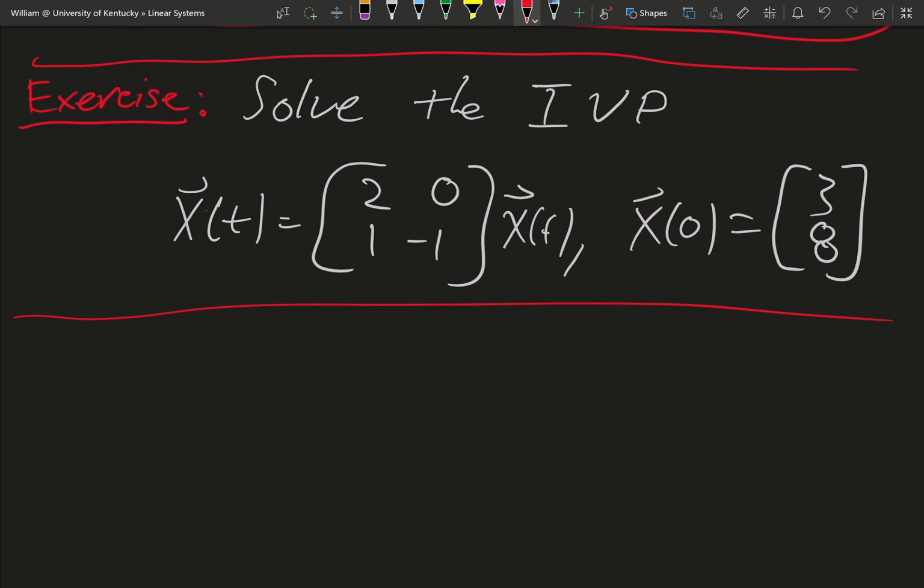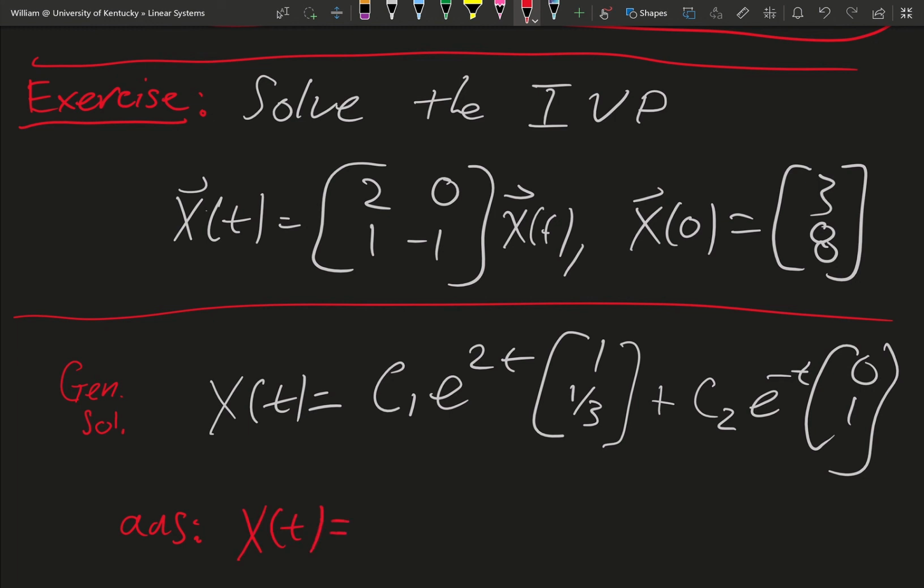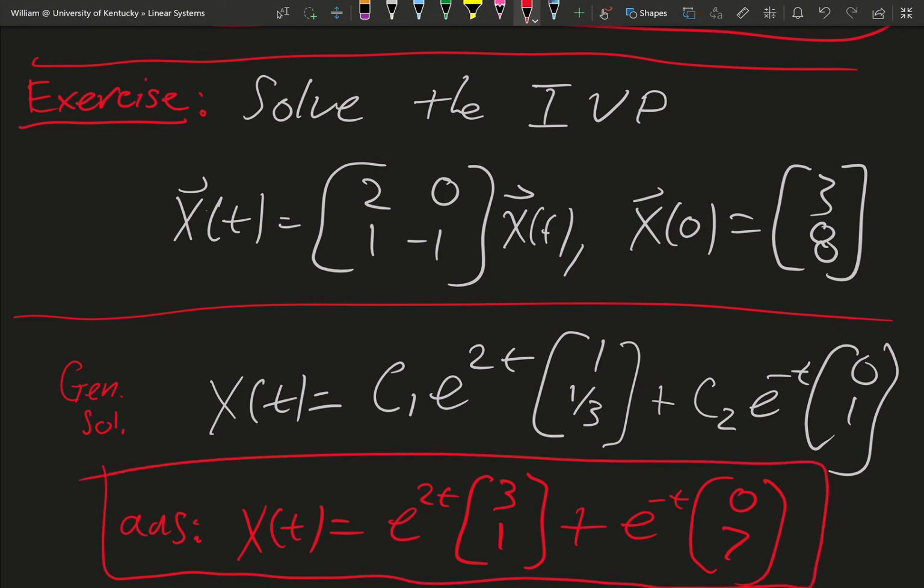All right, going over the answers real quick. You should have gotten that for your general solution, x of t is equal to c1 e to the 2t times 1, 3, plus c2 e to the negative t times 0, 1, and your specific solution should be e to the 2t times 3, 1, plus e to the negative t times 0, 7. Right, and we will end it there.